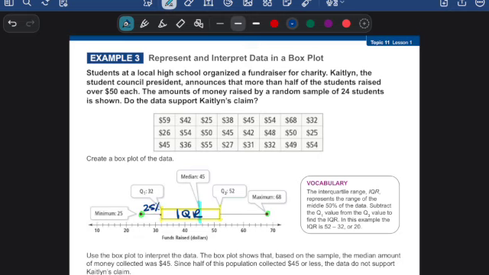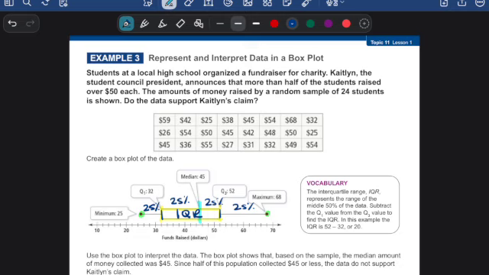So from the minimum to the beginning of the box to quartile 1 is 25% of the data. From quartile 1 to the median is another 25%. From the median to quartile 3 is another 25%. And from the end of the box, or quartile 3, to the maximum is our last 25%. So the interquartile range, the middle quarters, is really the distance from the beginning of the box to the end of the box. And we're going to talk about what that means in the next lesson.